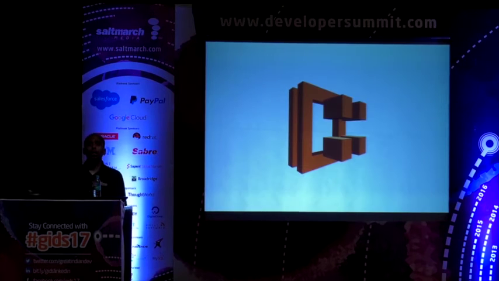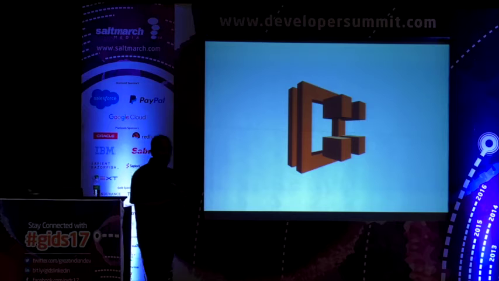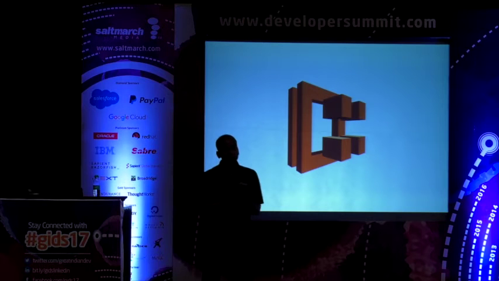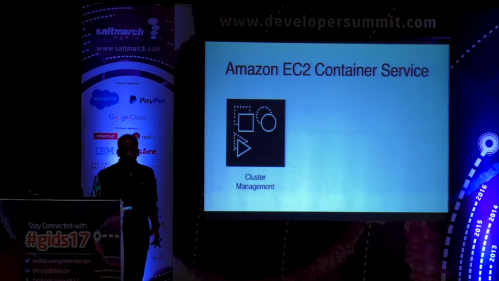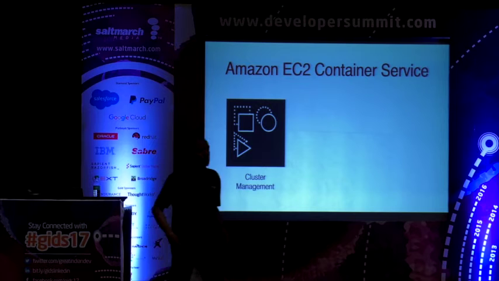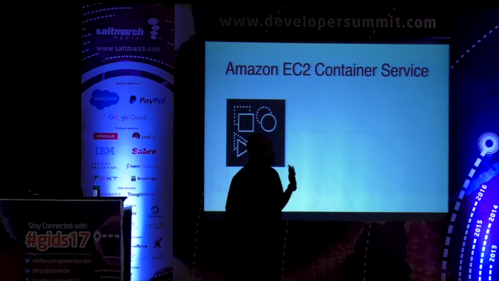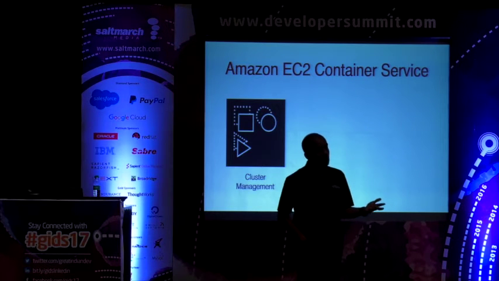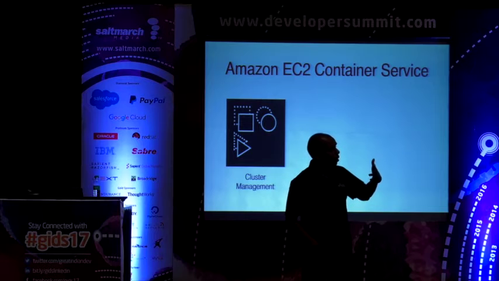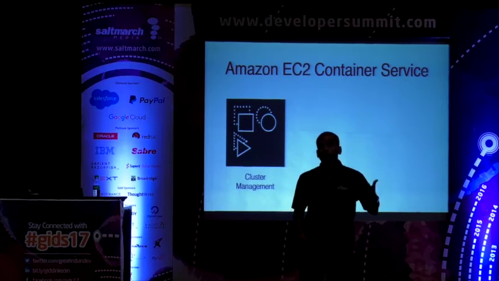All right, the third orchestration framework that I'm going to look at is ECS, which is Amazon EC2 Container Service. So what does EC2 Container Service offer you? Well, the biggest difference from Docker and Kubernetes is that EC2 Container Service is a managed service. You don't need to create a cluster by yourself. It is a fully managed service by Amazon.